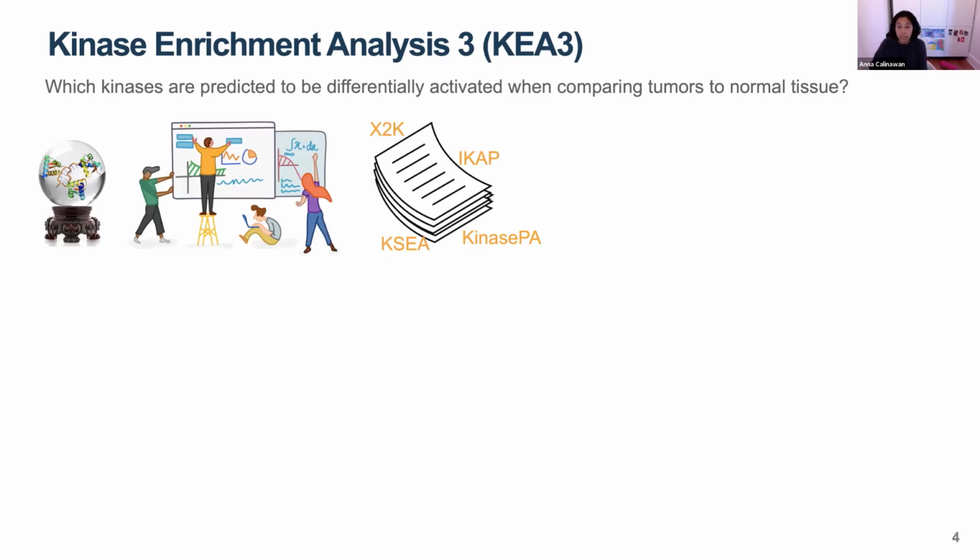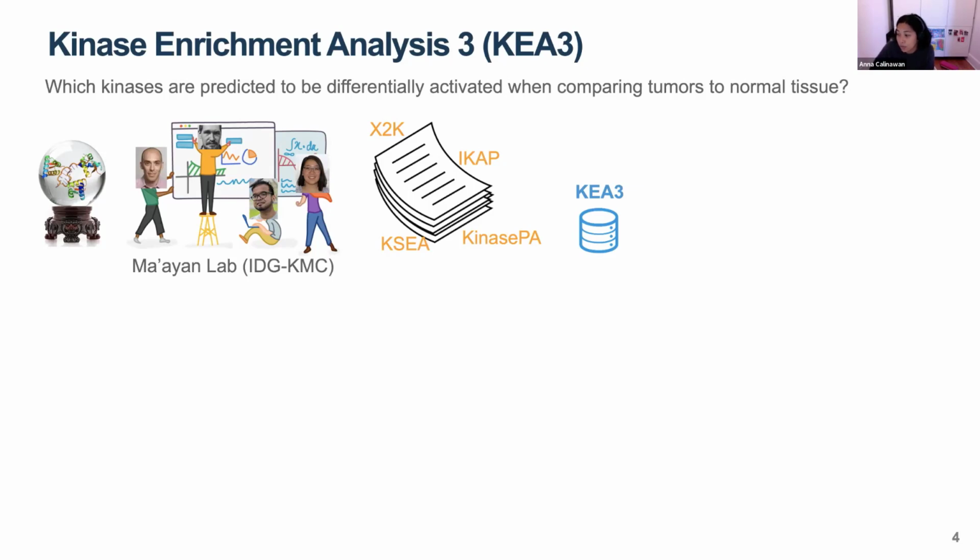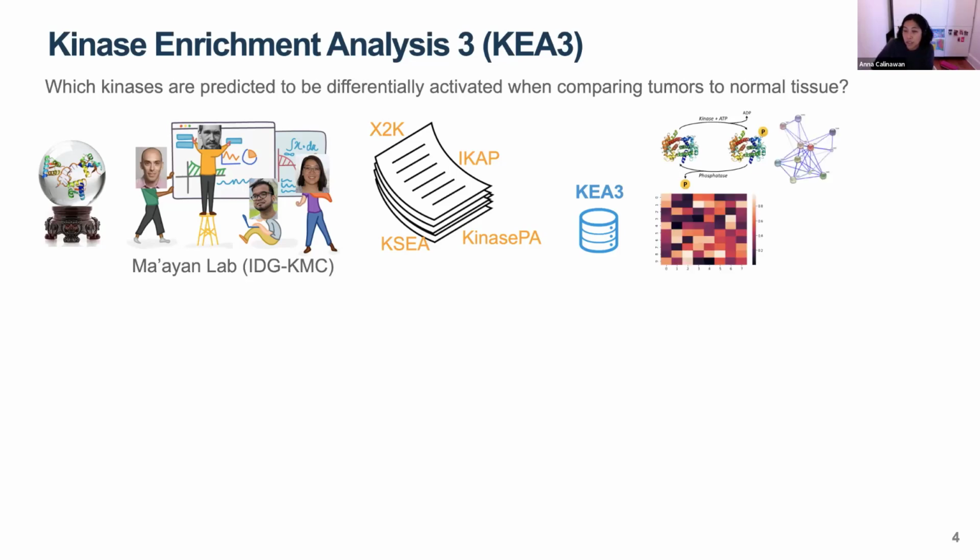Namely, some examples are expression 2 kinases, inference of kinase activities from phosphoproteomics, kinase perturbation analysis, and kinase substrate enrichment analysis. For this study, we chose KEA3, or kinase enrichment analysis 3, developed by the Ma'ayan lab here at Mount Sinai. In contrast with other methods, KEA3 leverages many sources of publicly available knowledge for estimating kinase overrepresentation, including kinase substrate interaction, protein-protein interaction, co-expression, and co-occurrence data libraries, totaling 11 kinase substrate set libraries. So how does it work?